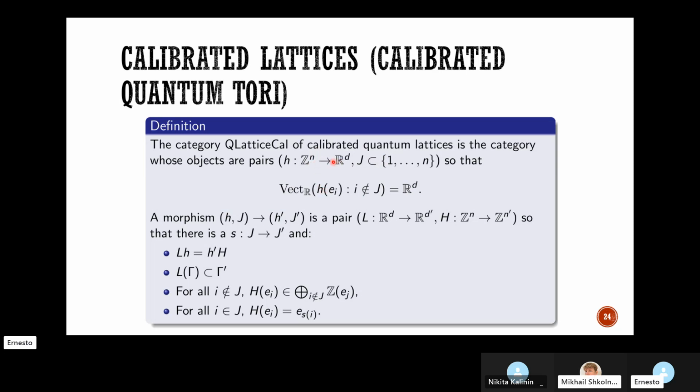Is this a morphism? But still you can have more of these generating vectors, even outside of this big J. The span of these vectors outside of J is generally bigger than D. No. All the image of H is R^D. Sure, but no. The question is if n minus the cardinality of J is exactly D, or it can be bigger. No, it can be as large as you want.